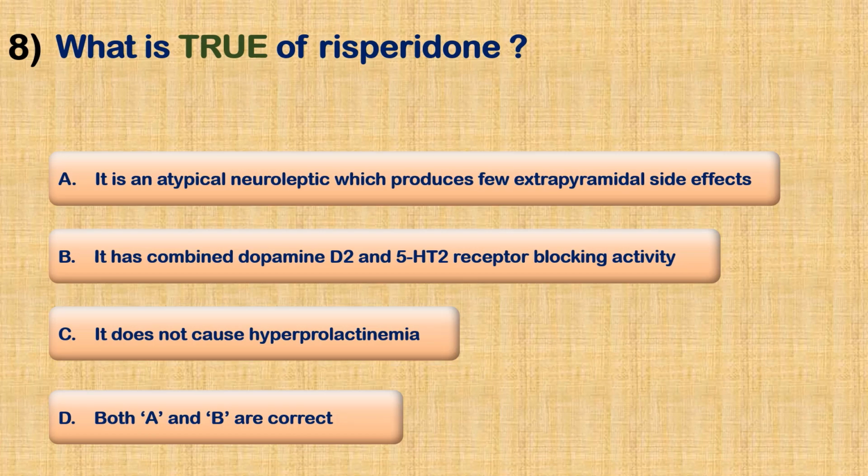The correct answer of this question is option D, both A and B are correct. So risperidone is an atypical antipsychotic drug which has combined effect on D2 and 5-HT2 receptor blockade.